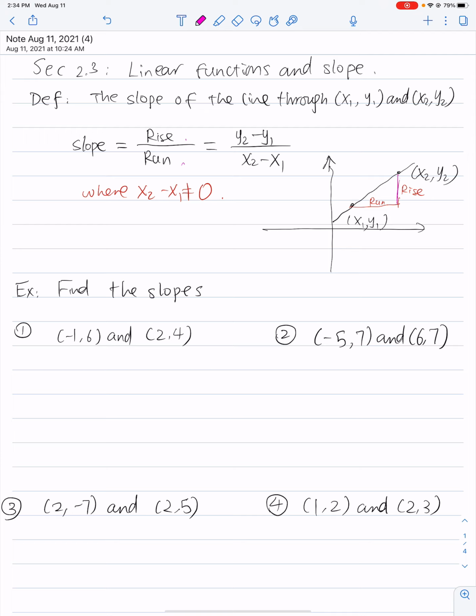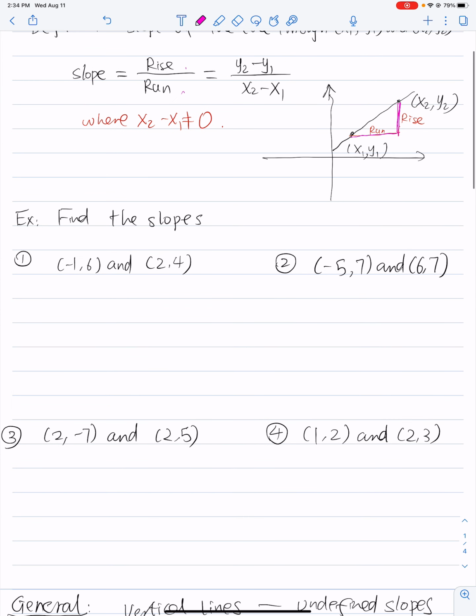Rise means on the y coordinate. Run means on the x coordinate here, yeah? So the difference of y coordinates over the difference of x coordinates, where x2 minus x1 is not equal to 0, because anything divided by 0 here is not defined. Okay, so now let's find the slopes of the following examples.